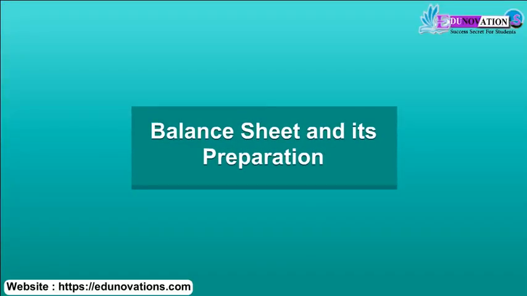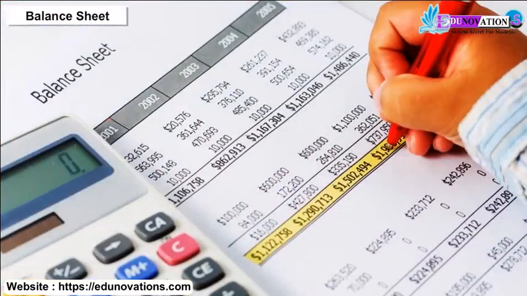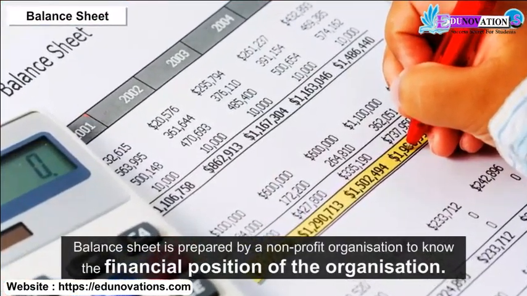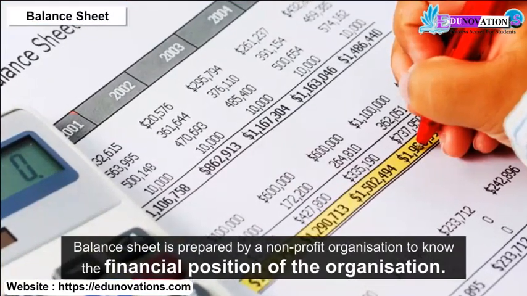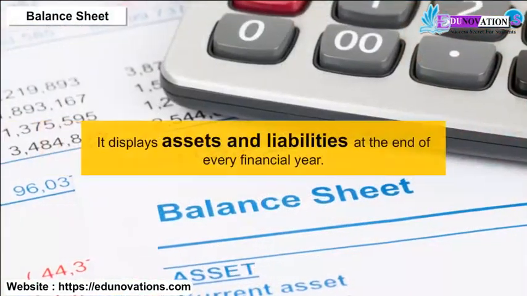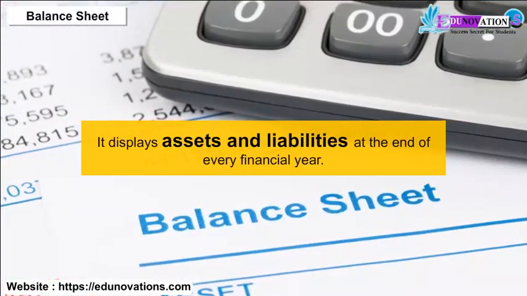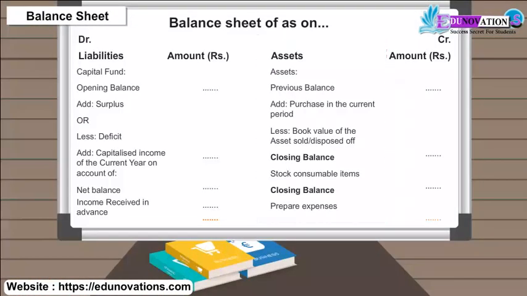Balance sheet and its preparation. Balance sheet is prepared by a non-profit organization to know the financial position of the organization. It displays assets and liabilities at the end of every financial year. Assets are displayed on the right side, whereas liabilities are displayed on the left side.